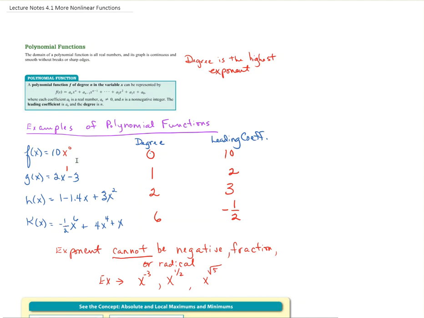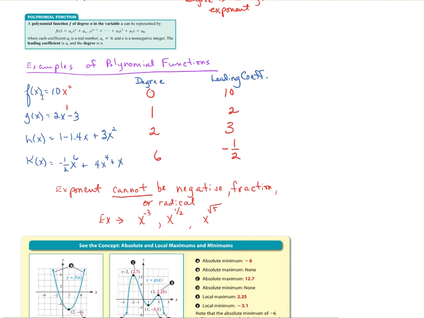So let's look at some examples of polynomials and talk about the degree and leading coefficient for each one. So f of x equals 10. If we didn't have this x to the 0 here, because I wrote that in as understood, so you just have a number here. The degree is 0 and the leading coefficient is 10. I also wrote this 1 here because we don't put a 1 on the ones that are linear like that. The degree is 1, leading coefficient's 2.